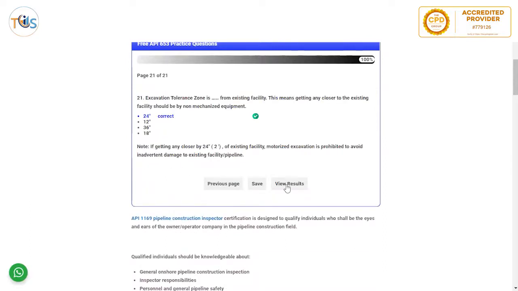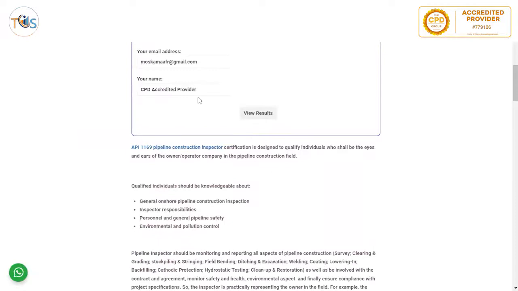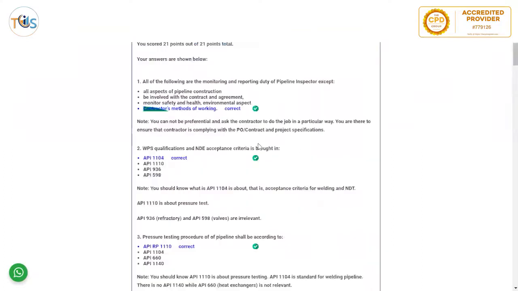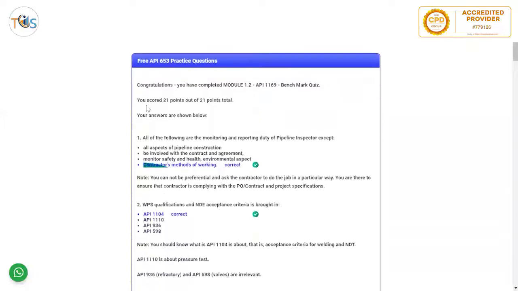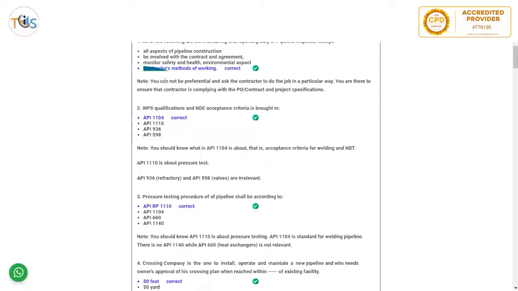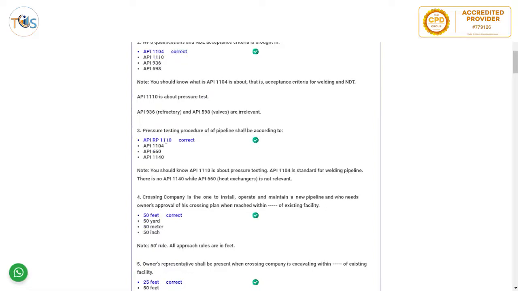Yes, and then you can view all the results, and you put your name and the results, and you can see the results here and all the reasons and what mark you got. So you scored 21 out of 21 points, and it also tells you all the reasons, the notes here, plus you should receive a copy of this in your email if you put in your email.